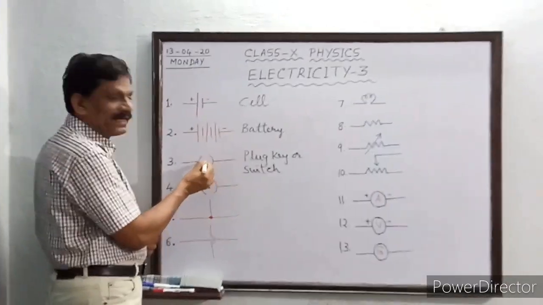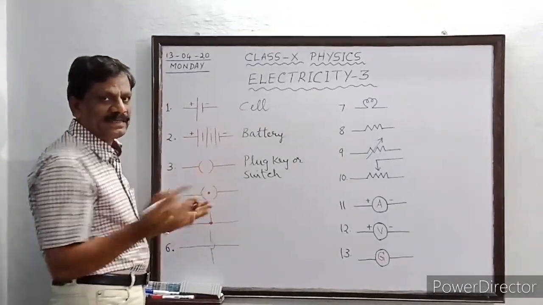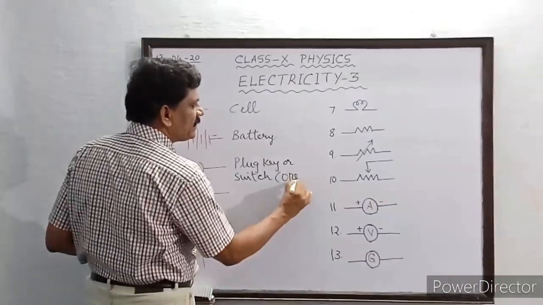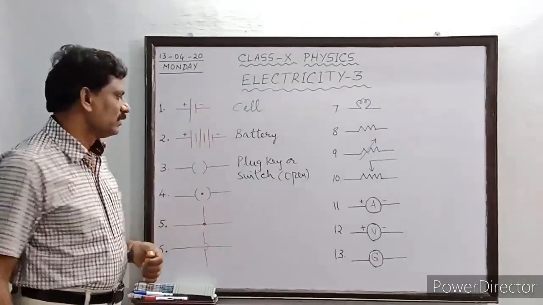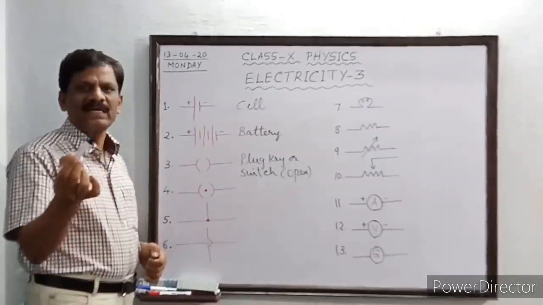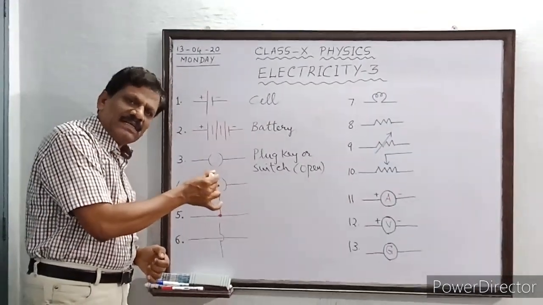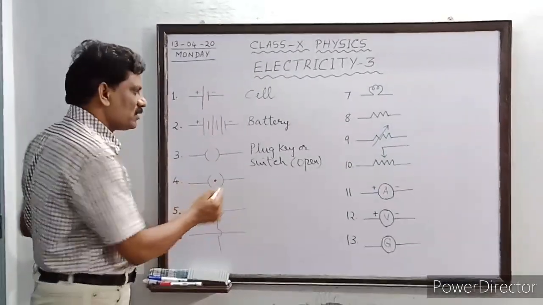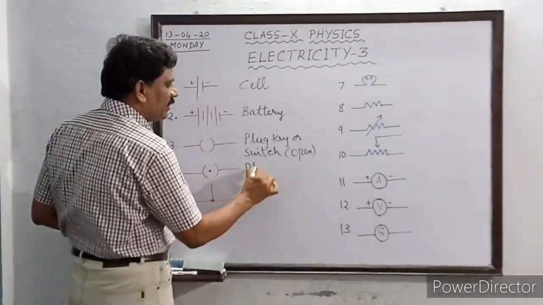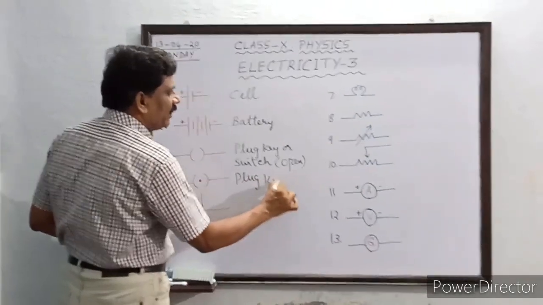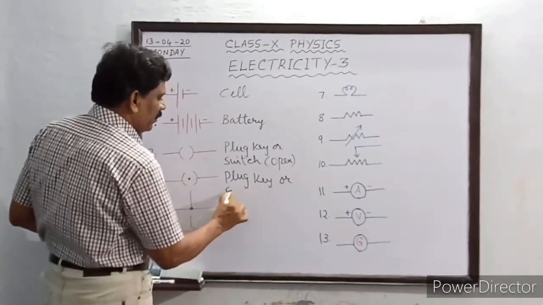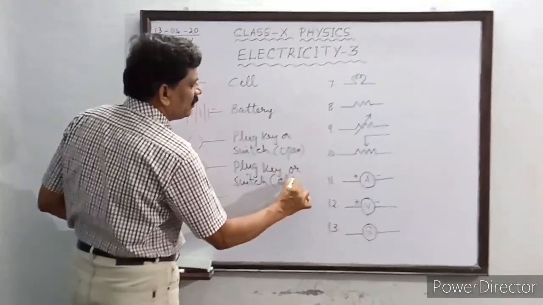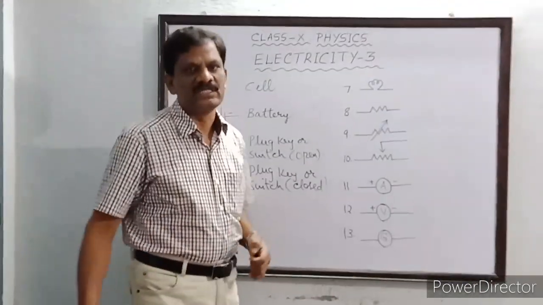But this plug is not inserted, which means the key is open. So this will not send the current. So it is kept in open. Now the same key, when the plug is inserted, what will happen? There will be contact between these two terminals and current will start to flow. So this also is called a plug key or switch. But this time this switch is closed. This is a closed switch.